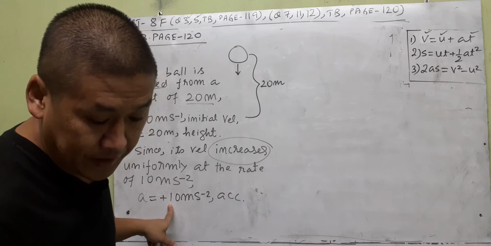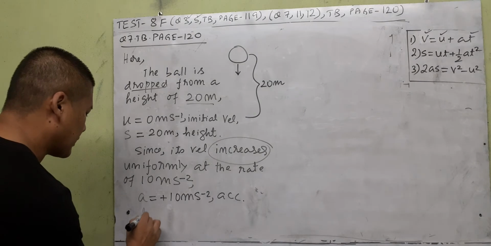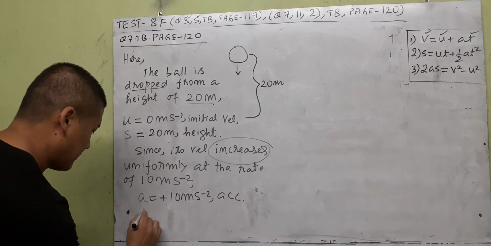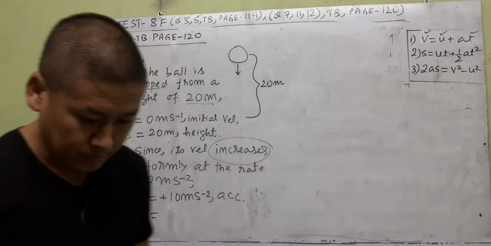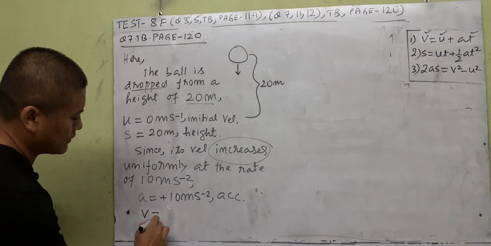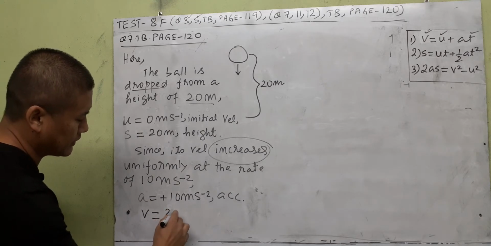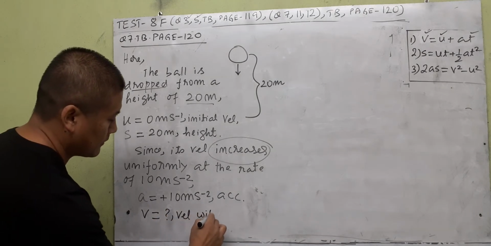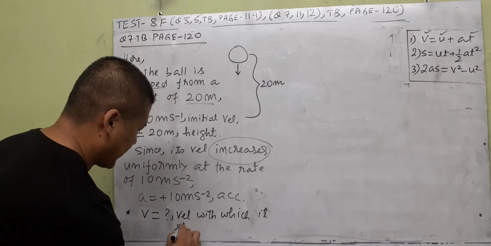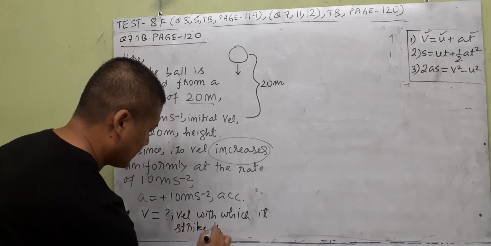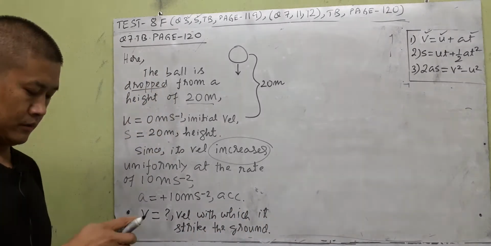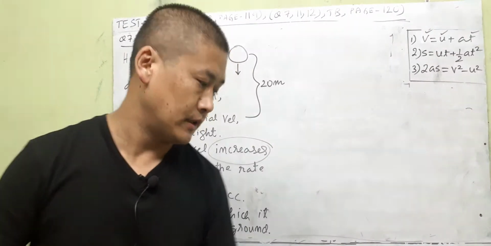Now, what is the question asking us? After what time will it strike the ground? So they're talking about t, time. But before that, with what velocity will it strike the ground? They're asking the velocity first. The velocity with which it strikes the ground, the velocity with which the ball touches the ground, will be the highest velocity, that is the final velocity.